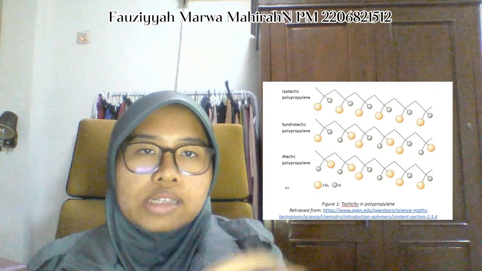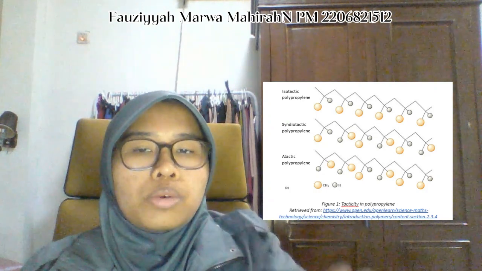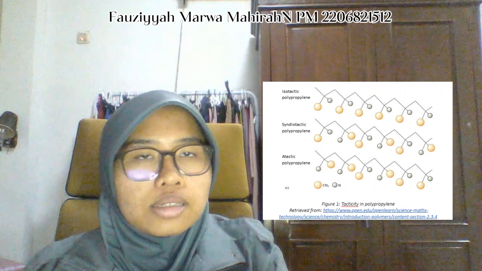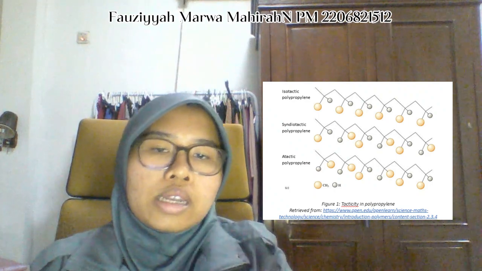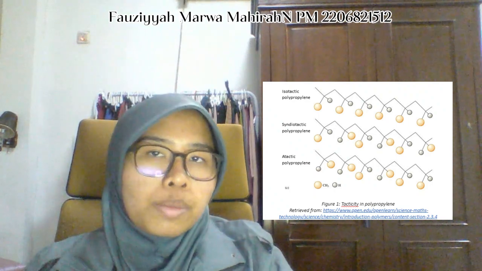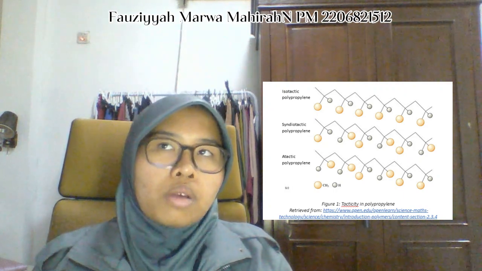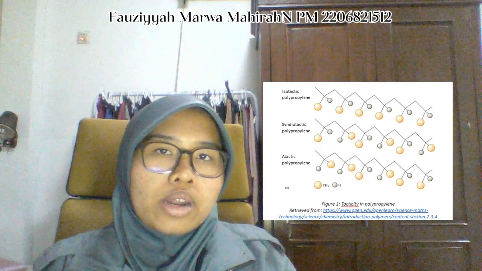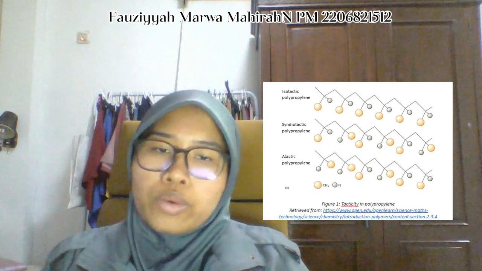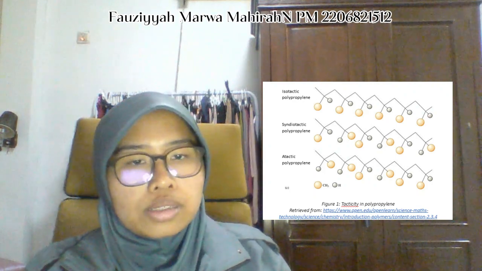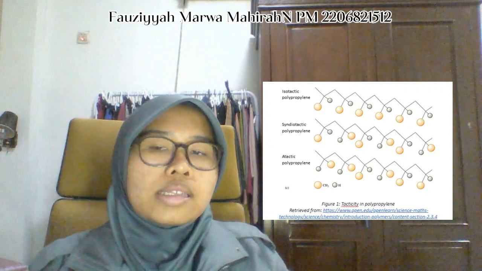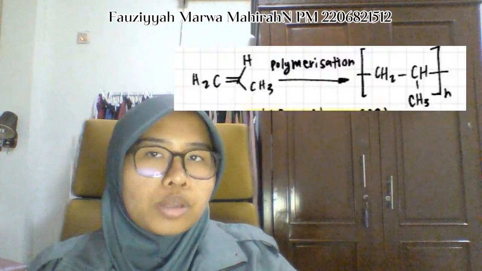Next is syndiotactic polymer, which means that the side chains alternate regularly in their spatial orientation along the polymer backbone. Syndiotactic polymers are more alternating and ordered in their arrangement compared to isotactic polymers. An example of a syndiotactic polymer is polypropylene.